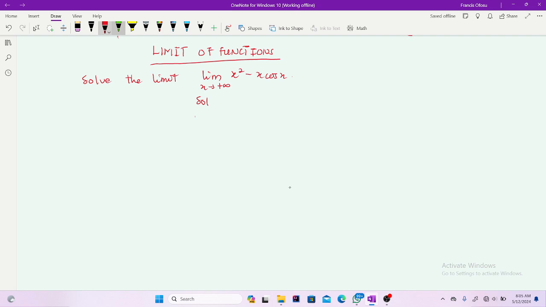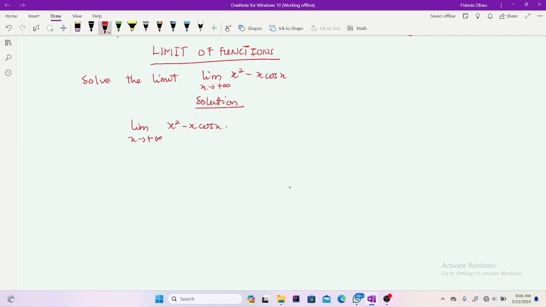So let's see. It says limit of functions, right? We have limits as x approaches positive infinity of the function x squared minus x cos x. Okay, now, limits.